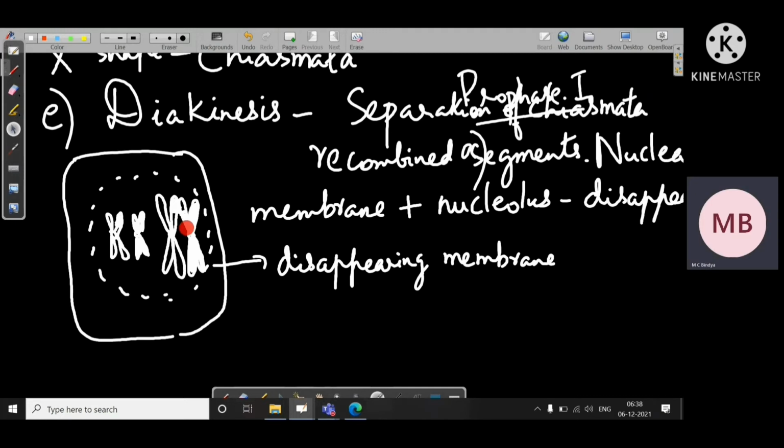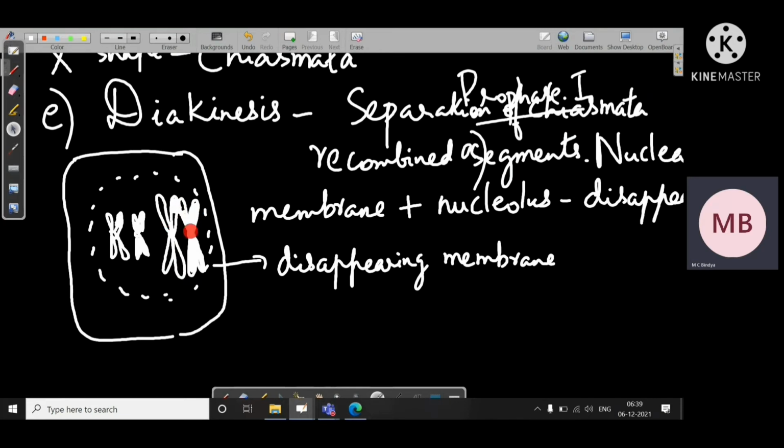So here in the diakinesis stage, you can see that the chiasmata have separated, and we can also see the recombinant segments of the non-sister chromatids. Like here you can see this homologous chromosome has received one segment from the first homologous chromosome. Similarly, the first one has received the segment over here from the second chromosome. So the exchange has taken place.